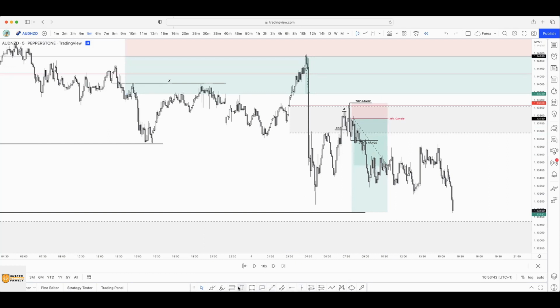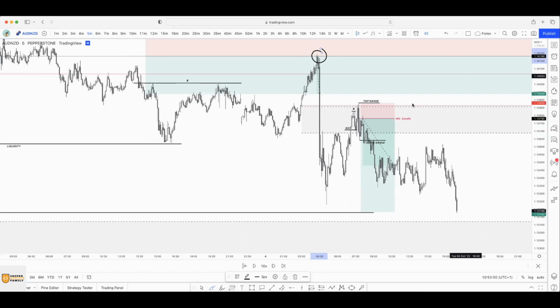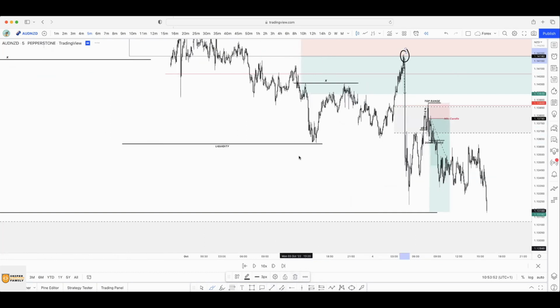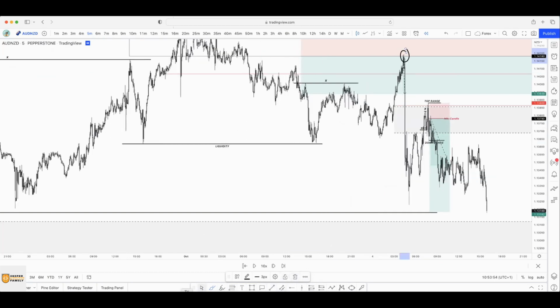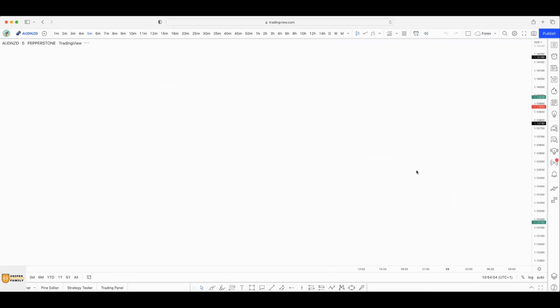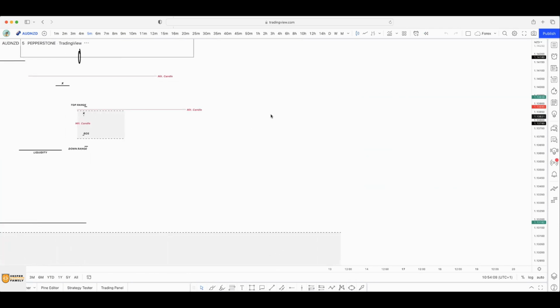So this one was entered based on what? A limit order. This one was based on what? Lower time frame play. And now we can see how far did the two of them go, right? So I'm just going to cancel this replay, and then we're just going to see how far.